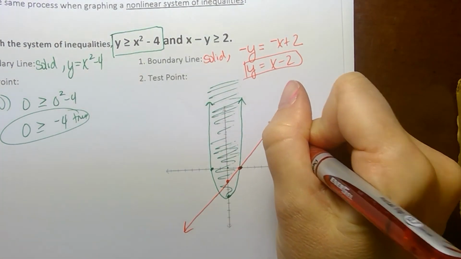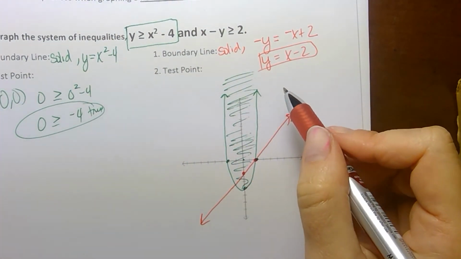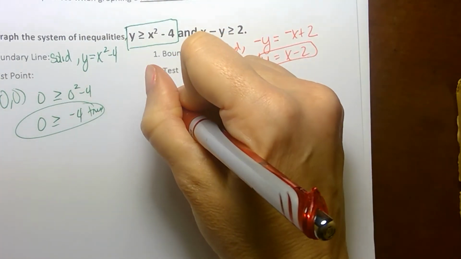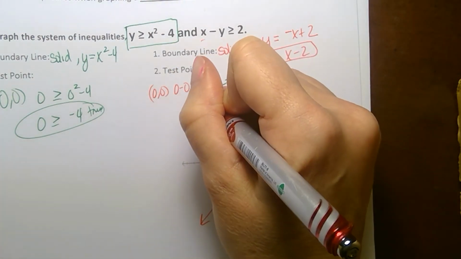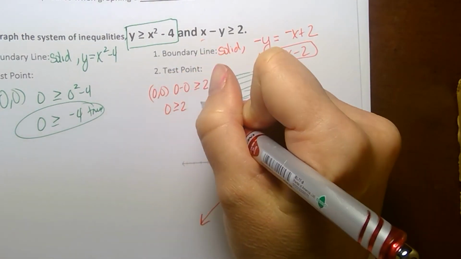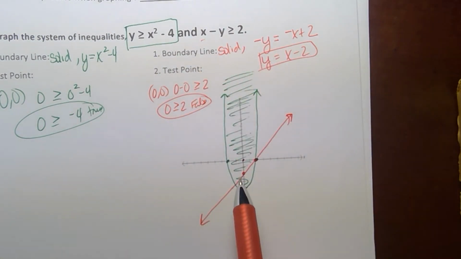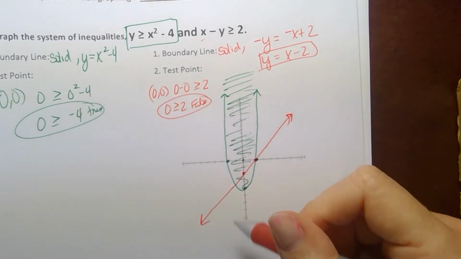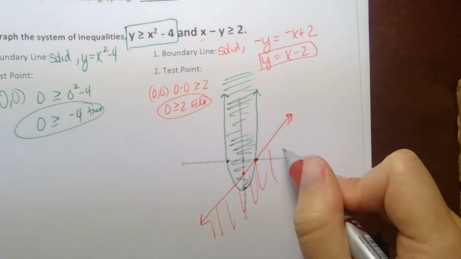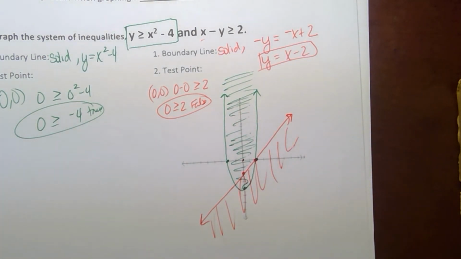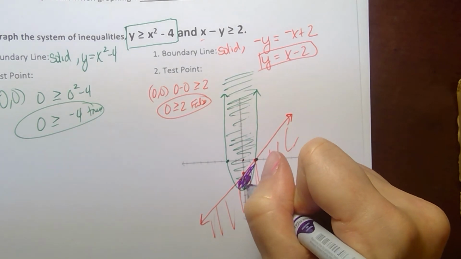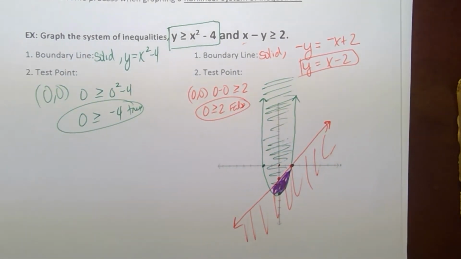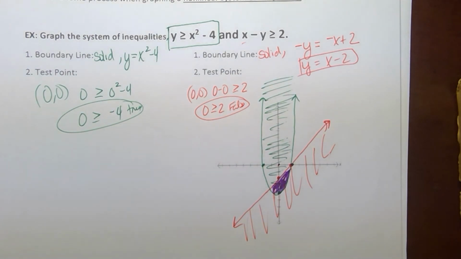And I need to know where to shade. I can use the origin as a test point again. So if I test the point 0, 0, plug it in there, I have 0 minus 0 greater than or equal to 2. 0 greater than or equal to 2, that is false, which means I don't shade above this line. I shade below this line. And when I shade below this line, I see that the place where the two inequalities intersect is this oddly shaped little piece at the bottom of my parabola. That shaded area in purple is the solution set for this system of inequalities.